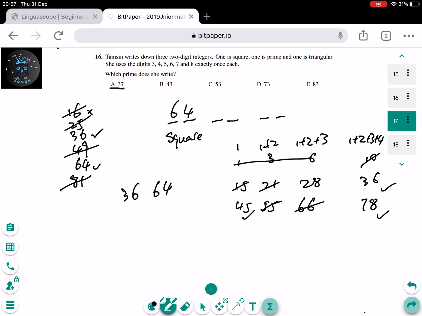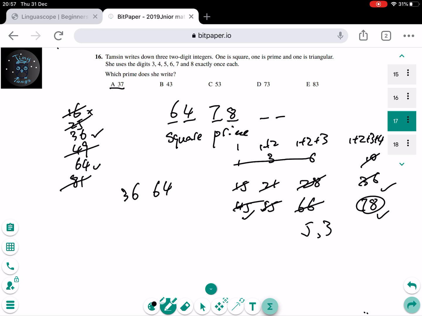And we also know that we've used 4, so 45 won't work. And 28 won't work too, sorry. And also 36 won't work because we have used the 6. So 78 is our prime number. So let's say that's prime. So we get 78. Now what we have left is the 5 and the 3.